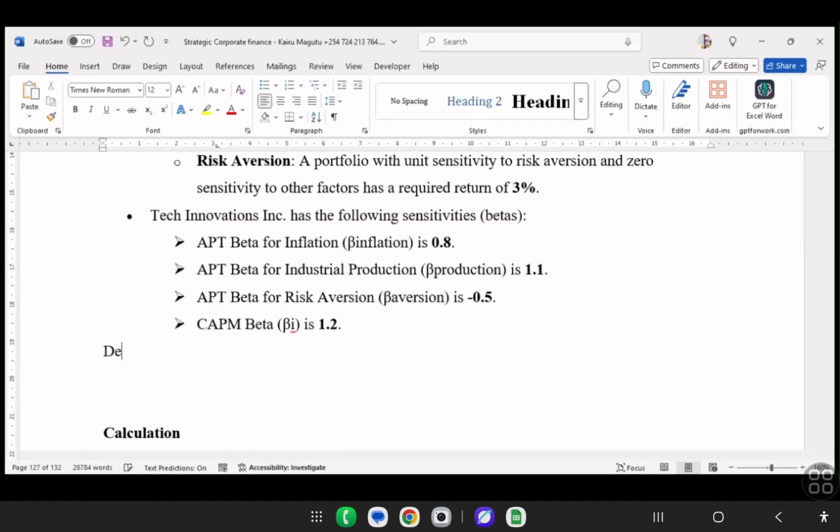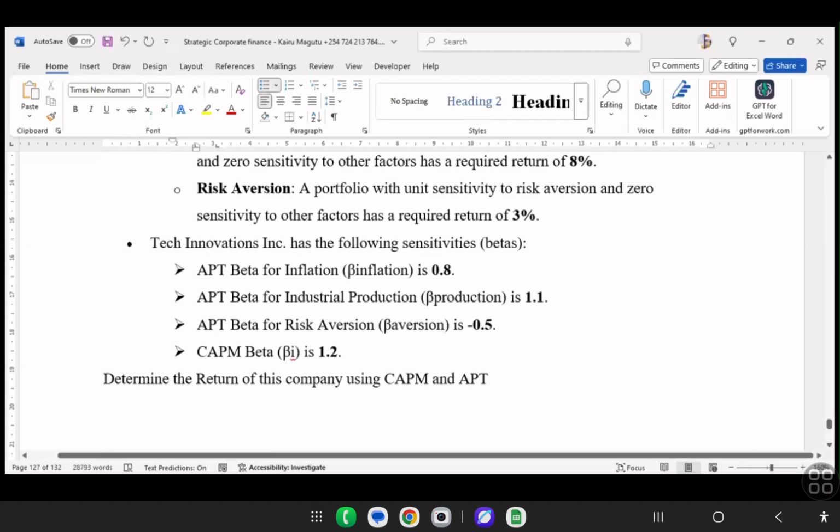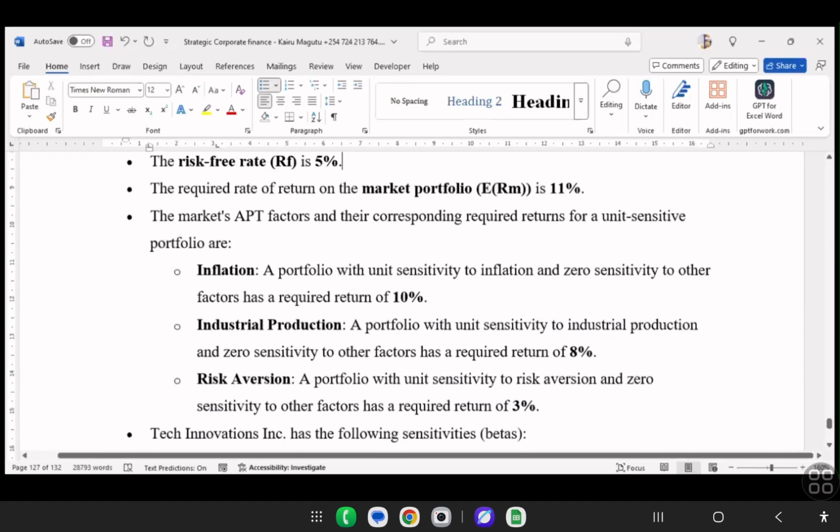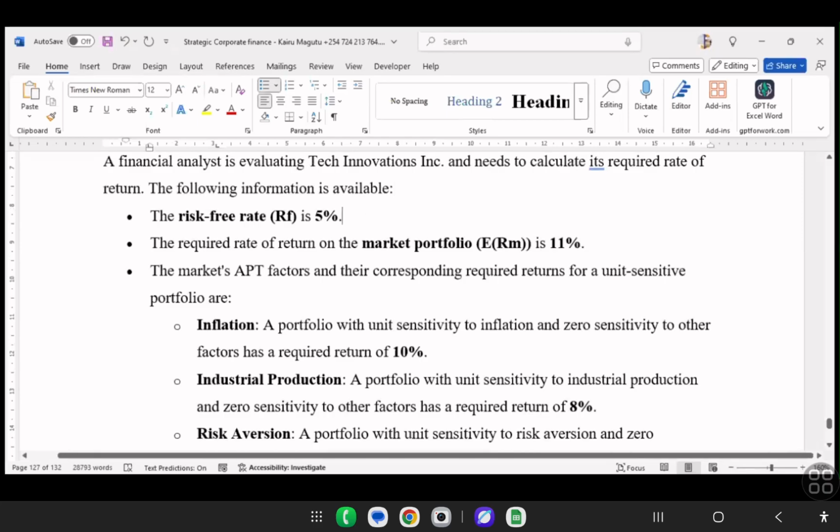determine the return of this company using the capital asset pricing model and the APT. From the information that we have, can you give me the return of this security using the APT, or using the capital asset pricing model? Let us try to work on it together.